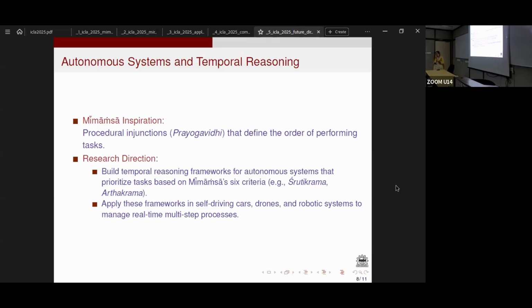Right now we were working only with Artha Krama, Shruti Krama, and right now Pravritti Krama. There are 3 more Kramas left, and we are finding ways to see how it can be applied. And these can be applicable in self-driving cars, drones, robotic systems, where the sequencing methods are to be there. One more is the AI planning, which we are working on.